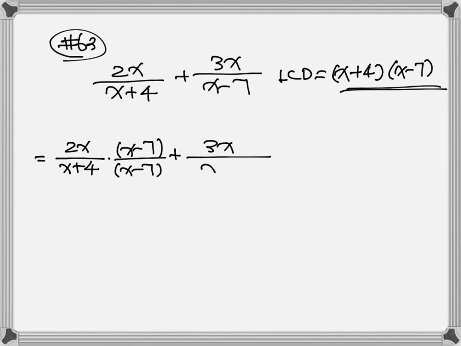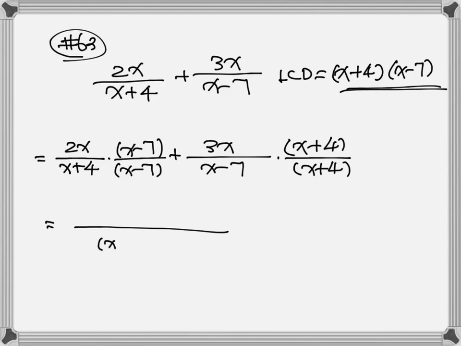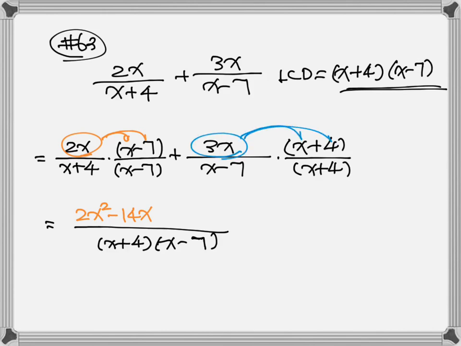Keep my second fraction, x minus 7. So here you can see I'm missing x plus 4. So I multiply x plus 4 to the top and to the bottom. After that, just write down your common denominator to make it easier: x plus 4 times x minus 7. Then here, I'm going to take the 2x and multiply it into the parenthesis. So it'll be 2x squared minus 14x. Then I'm going to take the 3x and multiply it into the parenthesis. So it becomes plus 3x squared plus 12x.